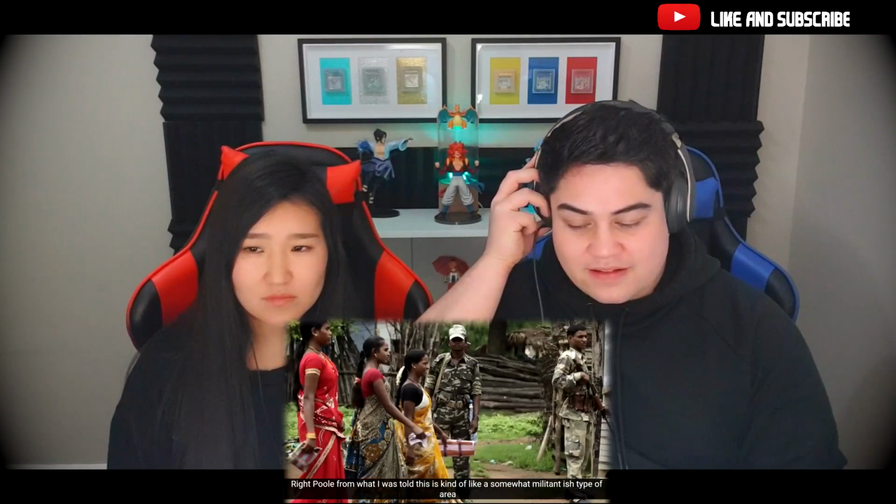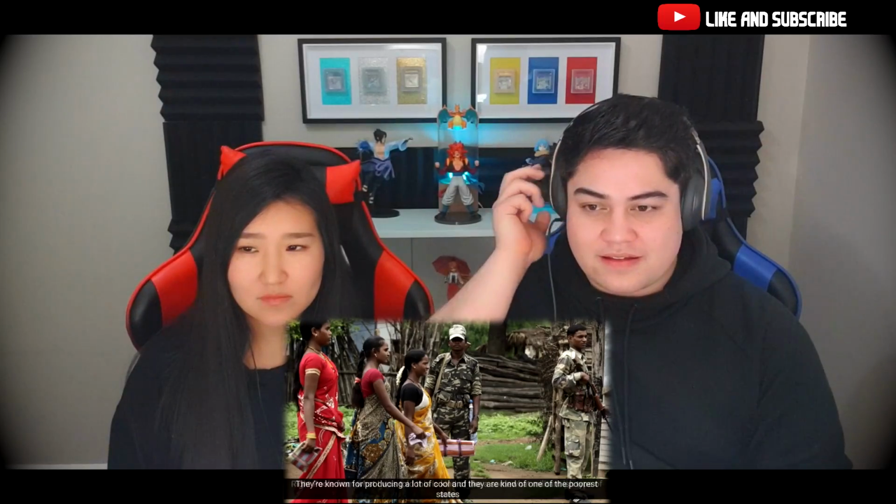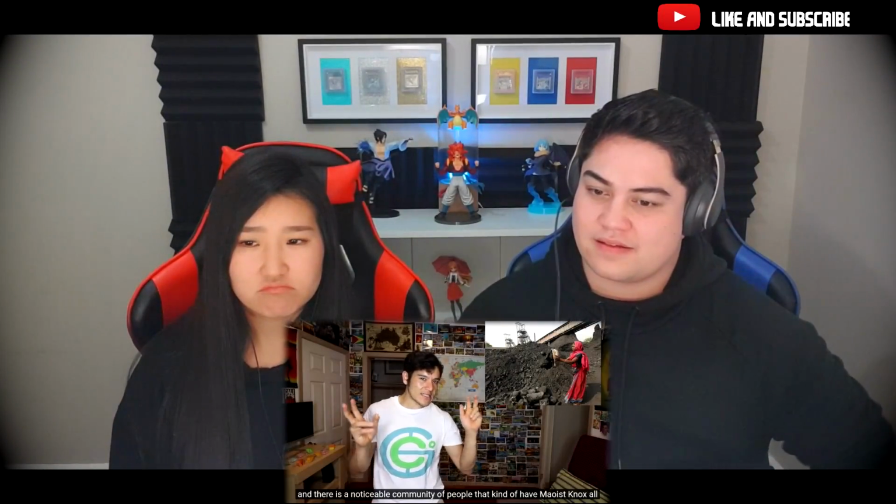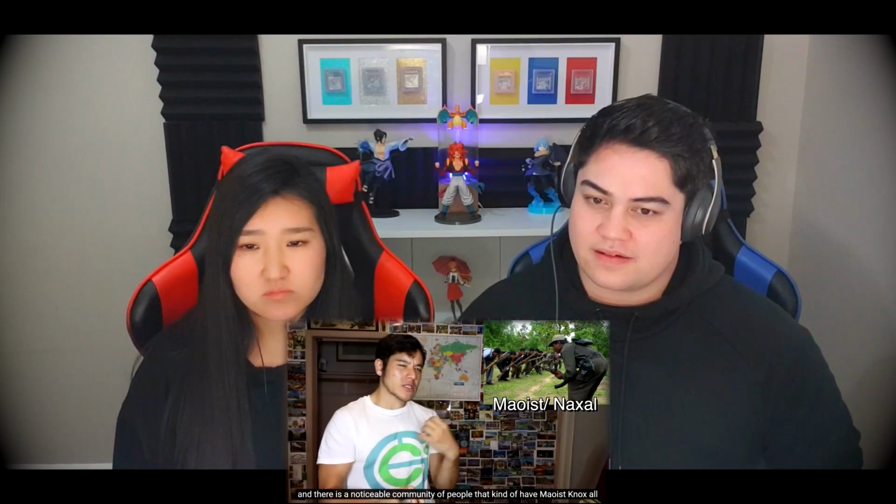Chhattisgarh, capital Naya Raipur. From what I was told, this is kind of like a somewhat militant-ish type of area. They're known for producing a lot of coal, and they are one of the poorest states. And there is a noticeable community of people that have Maoist/Naxal ideologies, and it clashes with the main Indian government.